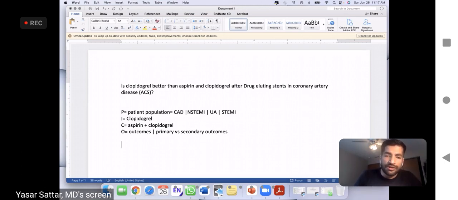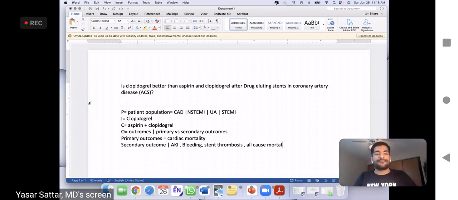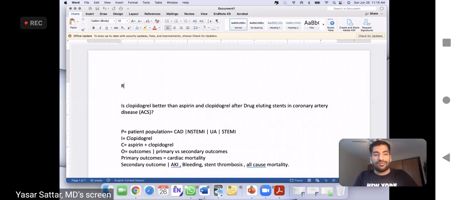Okay, my primary outcome, I can divide into cardiac mortality, and secondary outcomes I can see. Let's suppose I'm looking for AKI due to these medications, or bleeding due to these medications, or stent thrombosis due to these medications, or all-cause mortality, whatever I'm studying. So that's how you organize your research question. Okay.